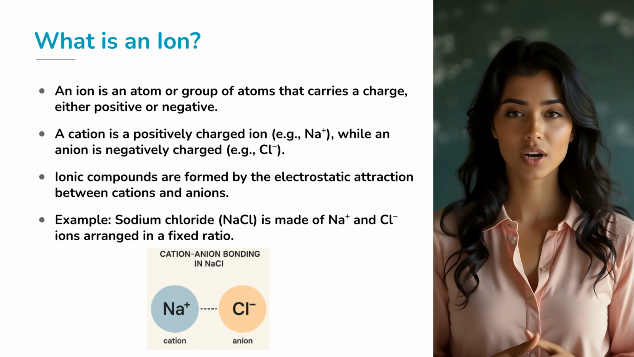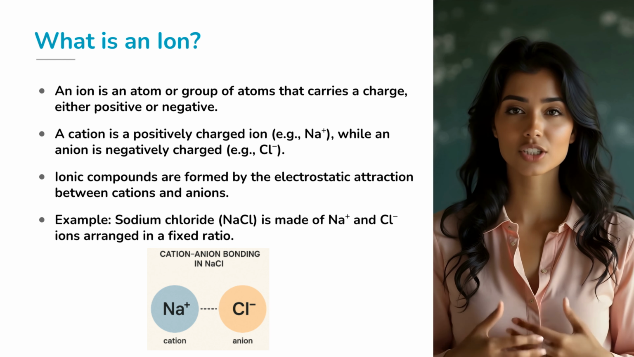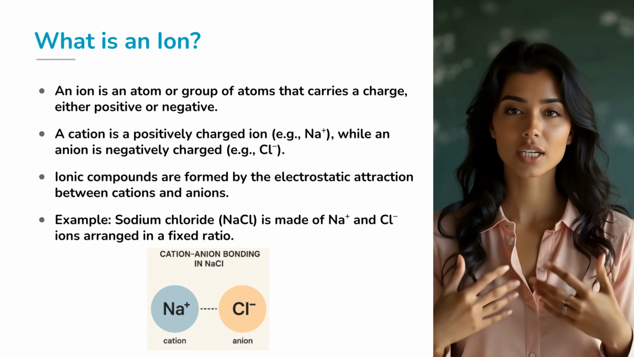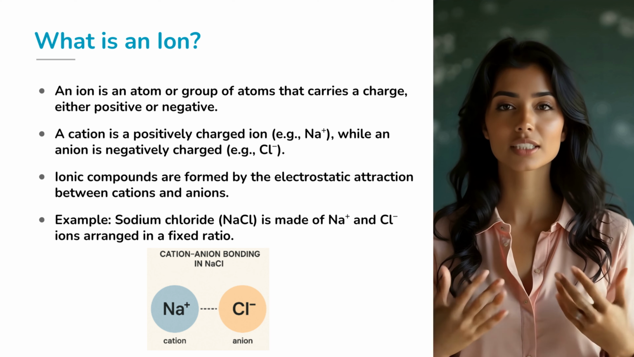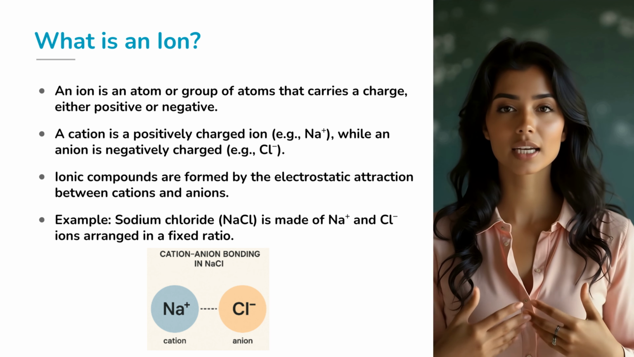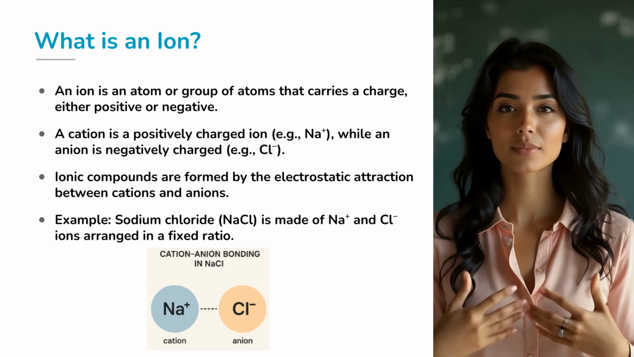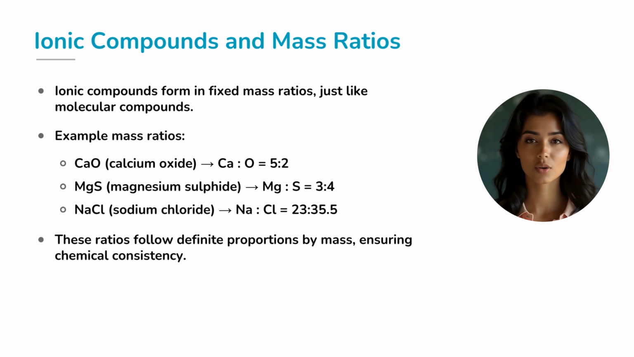In sodium chloride or NaCl, a sodium cation and a chloride anion come together due to opposite charges. This attraction forms a stable ionic bond, just like a magnet sticking to a fridge. Just like molecular compounds, ionic compounds also form in fixed mass ratios. Let's look at some examples.